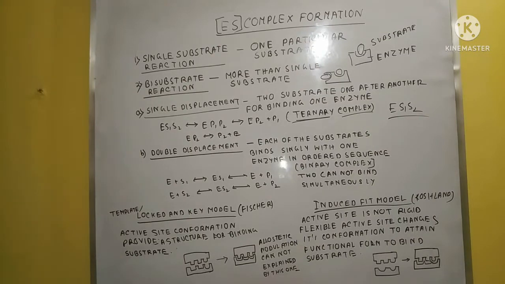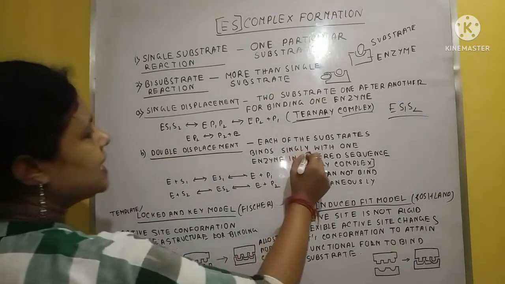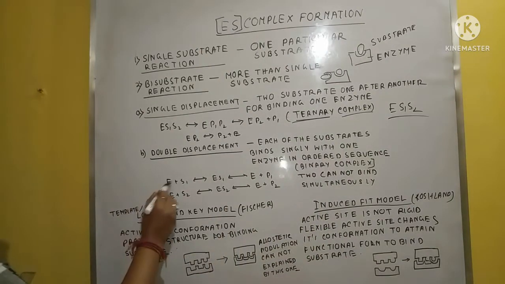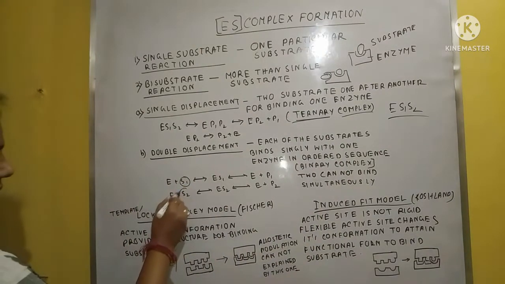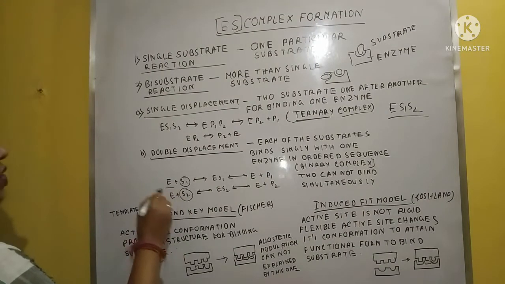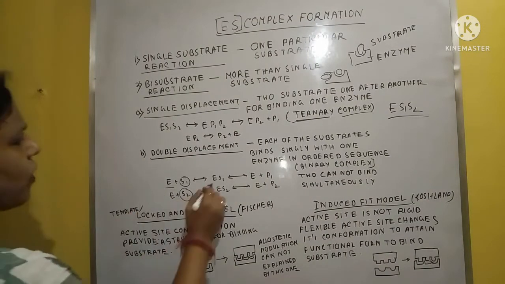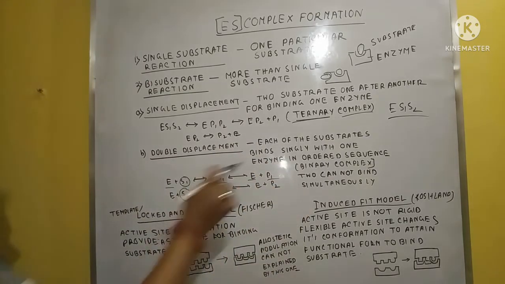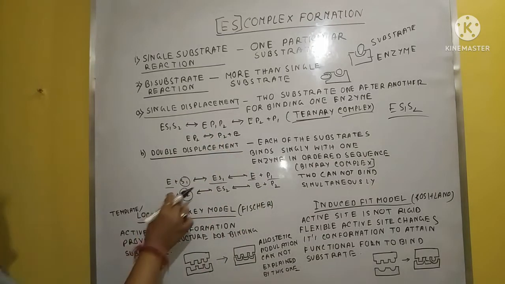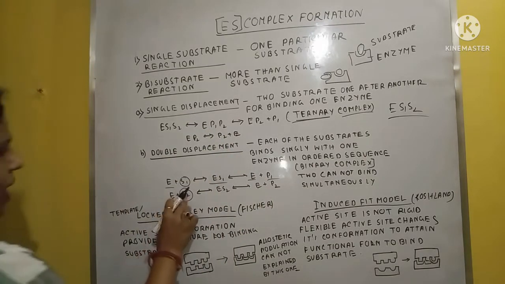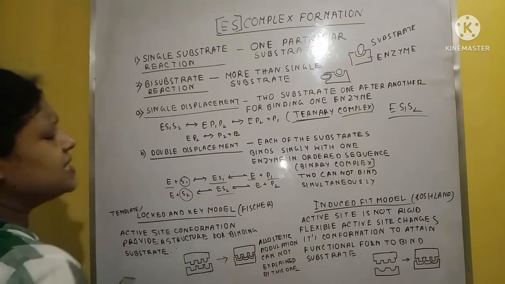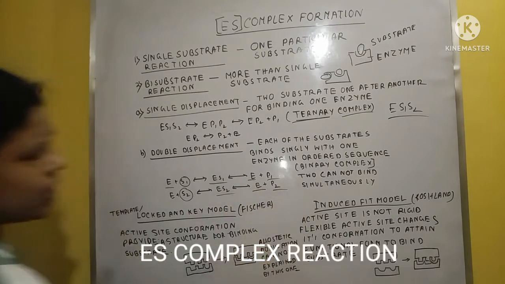In the second situation, the double displacement process, each substrate binds singly with the enzyme in an ordered sequence. Suppose this is one substrate and this is another. When S1 binds with E to form ES1, that displaces to form E and P1. This E is now free for binding with S2 to form ES2, which again releases the enzyme and the product.